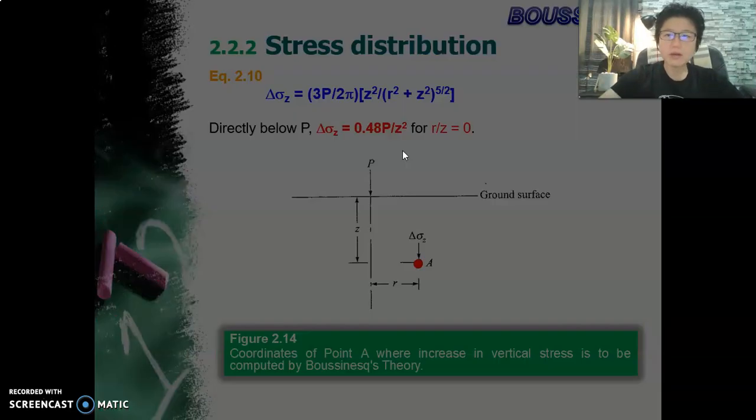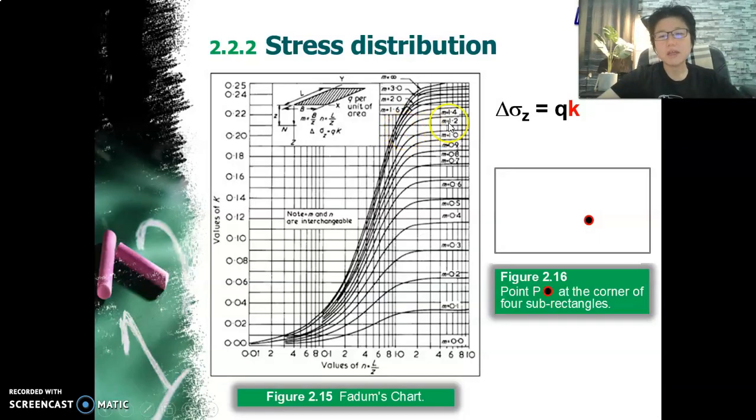Right, the second method is Fadum's method. Fadum's method simply says that it's a derivation from the Boussinesq method. It's just that it doesn't just consider a point.